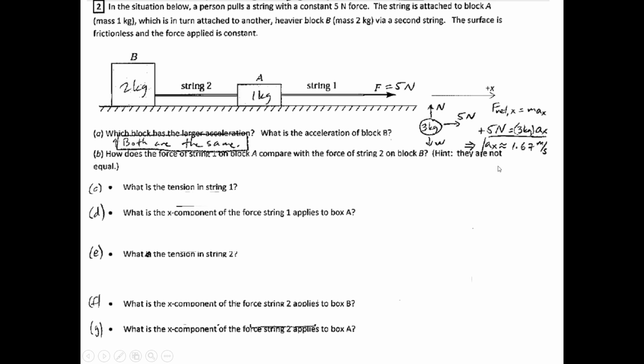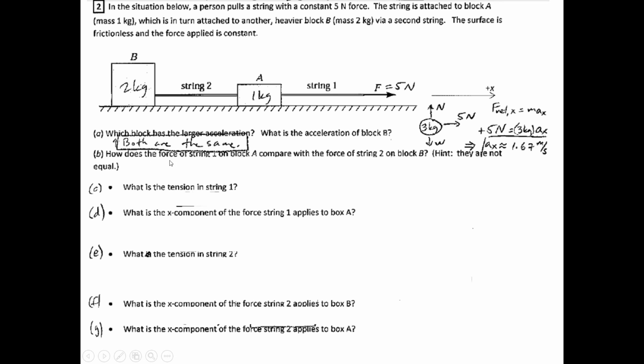It comes out to 1.6666 meters. There's a mistake here. Actually, I think in my scan, I had a square on there. The units of acceleration should be meters per second squared, but it got cut off when I scanned my solution. So a x is 1.67 in SI units.